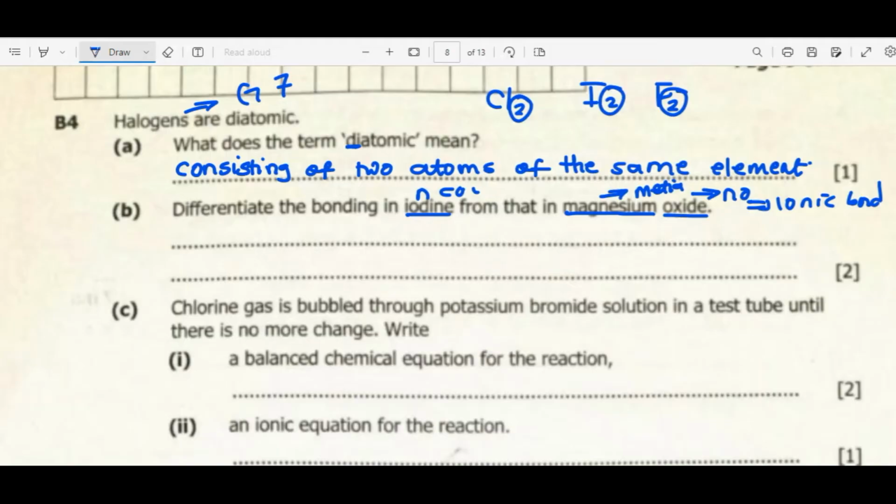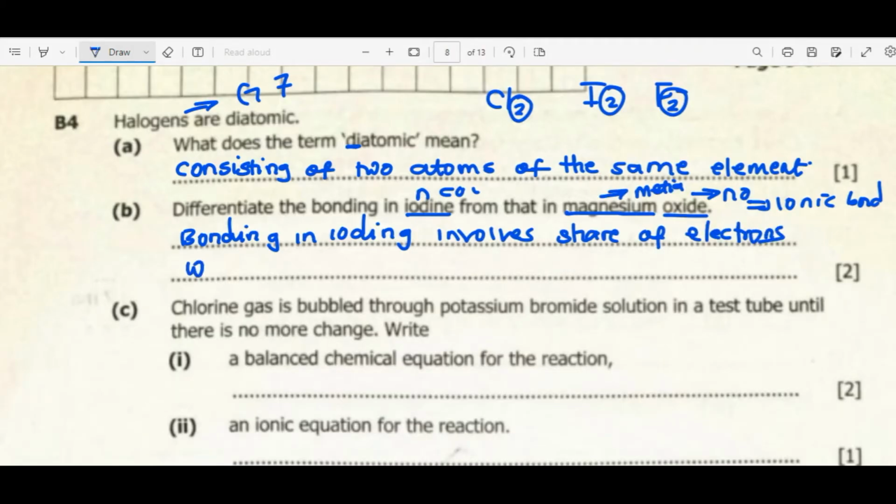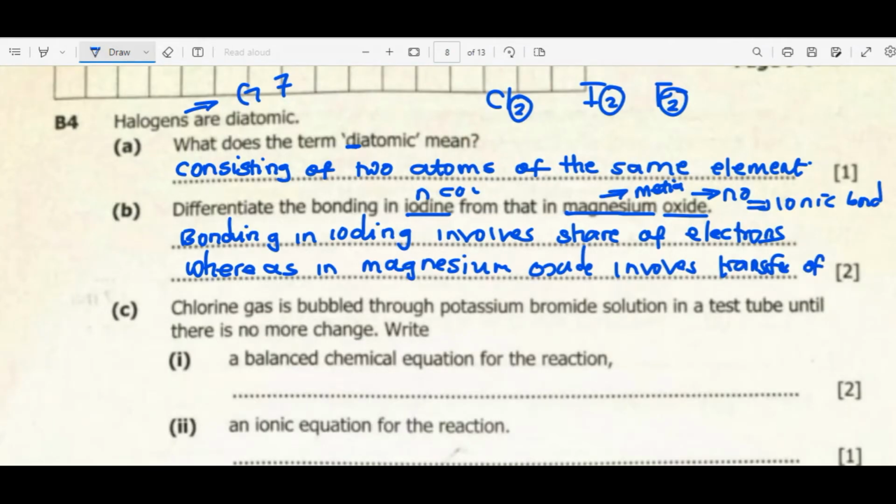So say bonding in iodine involves sharing of electrons, whereas in the magnesium oxide, involves transfer of electrons.